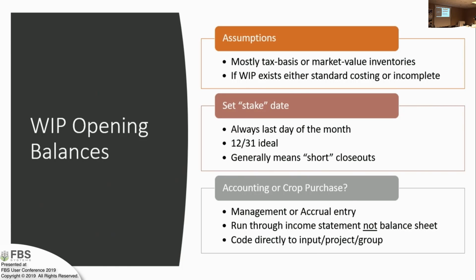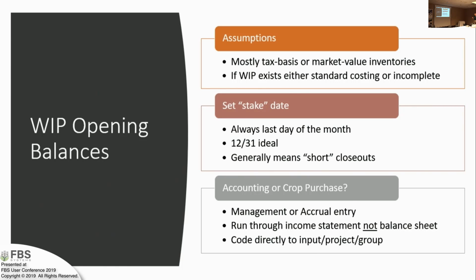You end up with some plugged assumptions if it's work in process for crops. But the stake date should always be the last day of the month. And if you're doing a January 1, you want a 12/31 as the opening balance date, because that allows you to put some purchases through and roll it through the income statement into the balance sheet into the next year. So it means short closeouts.